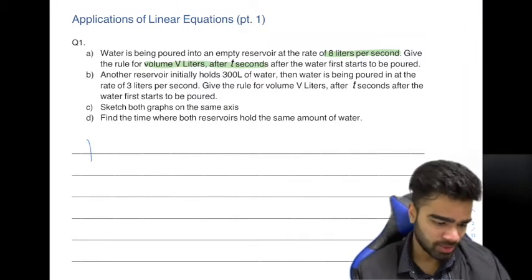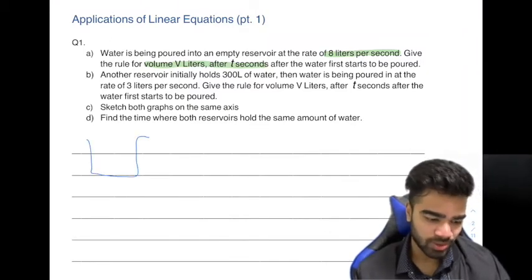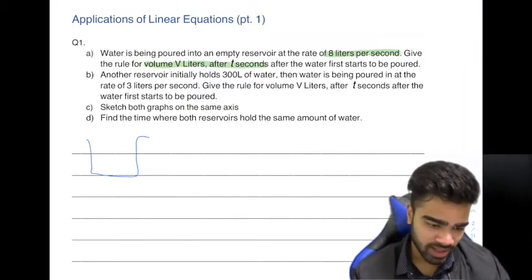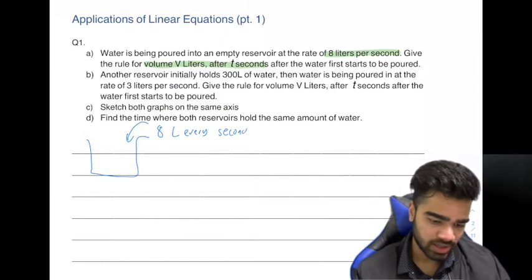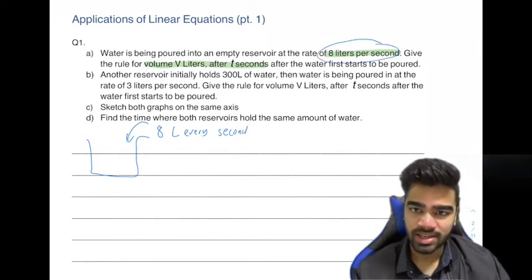So there's an empty reservoir. Okay, so I'm going to draw a reservoir. It's empty at the start, and there's water being poured in at the rate of 8 liters every second. Every second. So what does that mean? 8 liters every second, right? 8 liters per second. That's what it means.